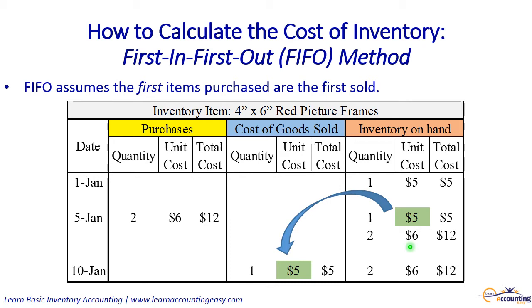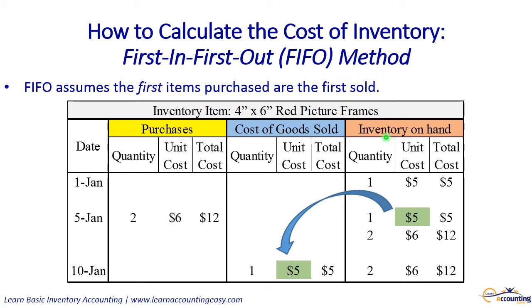So here's where the first in, first out method comes into play. It's when we sell one of the frames. On January 10th, we sell a frame, and the question comes in, what is the unit cost? And theoretically, we could say that the unit cost was $5. We could say that it was $6, or we could say it was something in the middle. We have to make that decision, and that's the decision we're making when we select an inventory costing method.